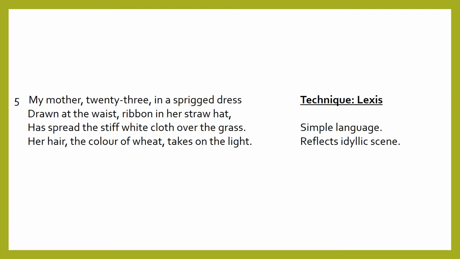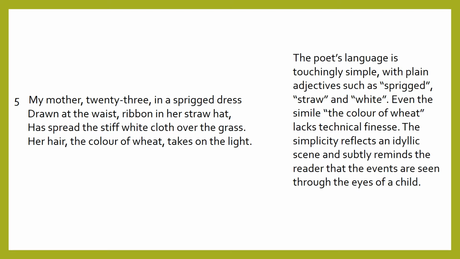Looking at lexis, the words chosen are simple, and this reflects the idyllic scene. The poet's language is touchingly simple, with plain adjectives such as sprigged, straw, and white. Even the simile, the colour of wheat, lacks technical finesse. The simplicity reflects an idyllic scene and subtly reminds the reader that the events are seen through the eyes of a child.